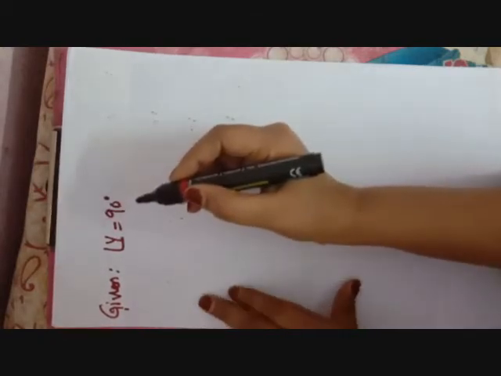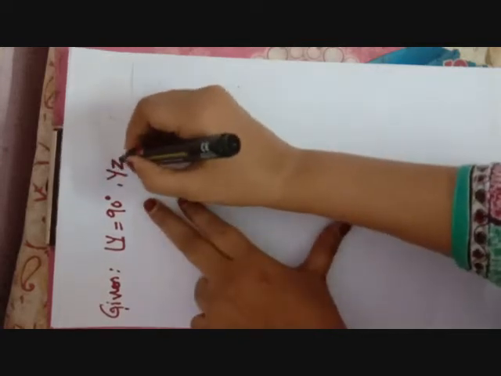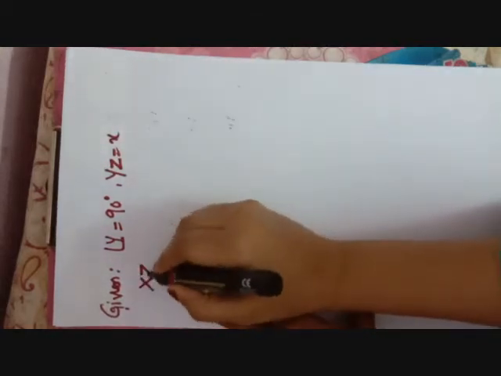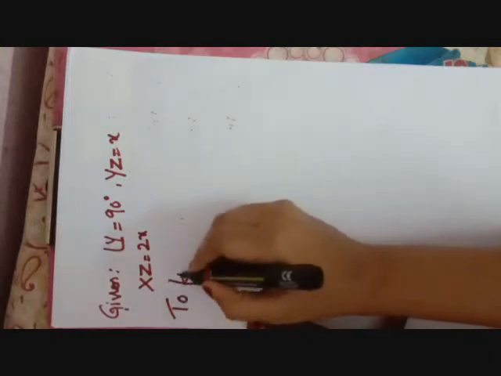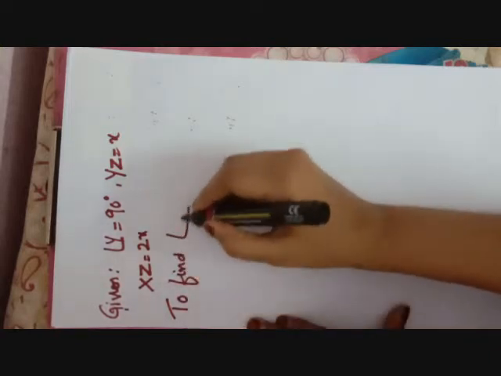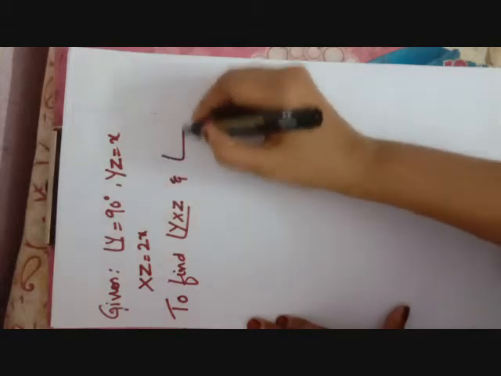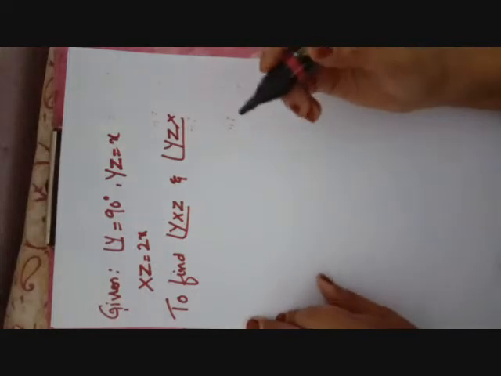This is given. What else is given? YZ is equal to small x. This is given. And capital XZ is equal to 2x. What do we have to find? Angle YXZ and angle YZX. First, we'll draw the figure.